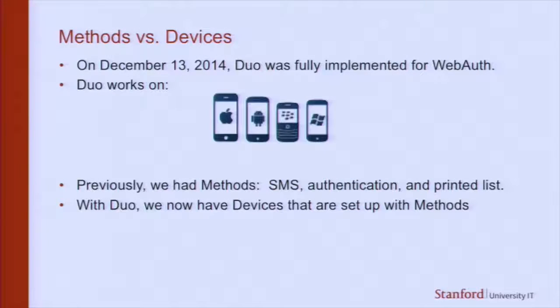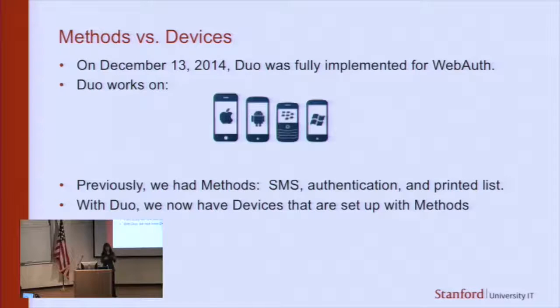So before, when we did two-step authentication at Stanford, we had methods. We had SMS text message, and we had Google Authenticator, which gave you a code, and then we had printed lists, which you could print out, and then you get a code, you use it, you cross off that code, and then you use the next one, and when you get to like the 19th code, then you have to renew that list, print out a new one, carry that around with you.